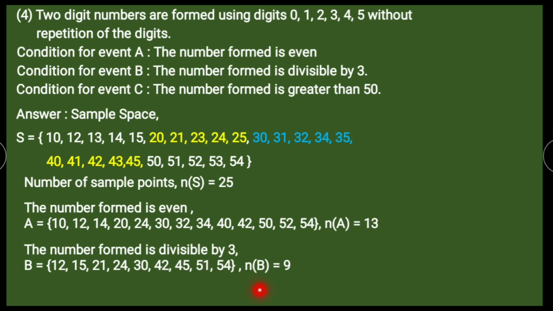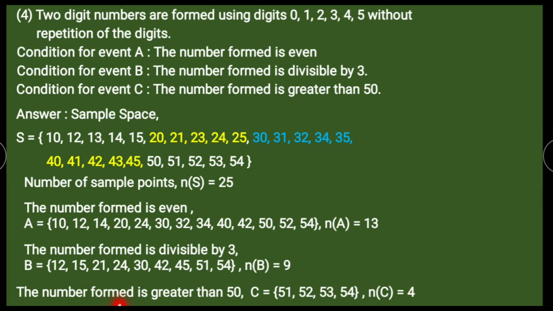So we write here n of B equals 9. Then event C, the number formed is greater than 50. See here, we require a number greater than 50, not 15. So we write here 51, 52, 53, 54 as the elements of set C. So the set C contains 51, 52, 53, 54. So total numbers are 4. So n of C equals 4.